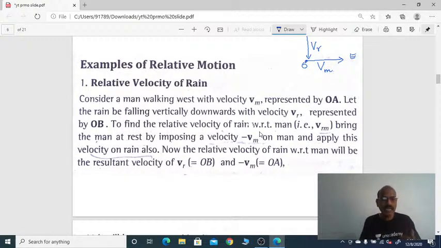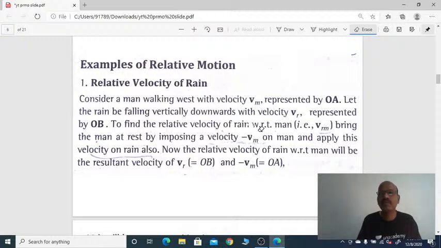Or what angle he has to hold the umbrella in order to protect him from the rain. So that's the relative velocity of rain, right? Consider a man walking with the velocity Vm towards the east, represented by OA. This is O, this is A, the velocity of man. Rain is falling vertically, so from O the velocity of rain, falling vertically, I can take as OB.